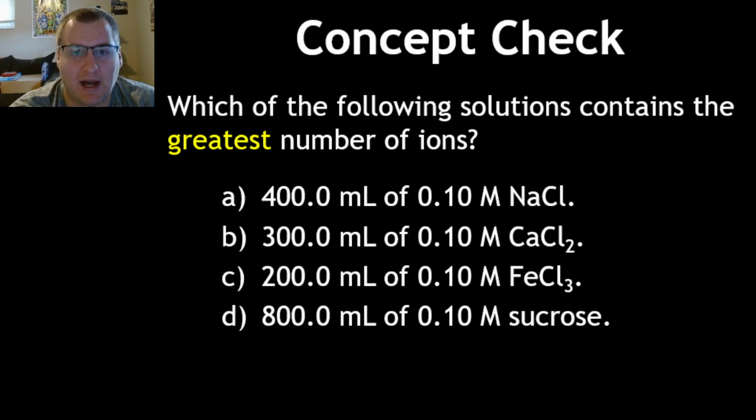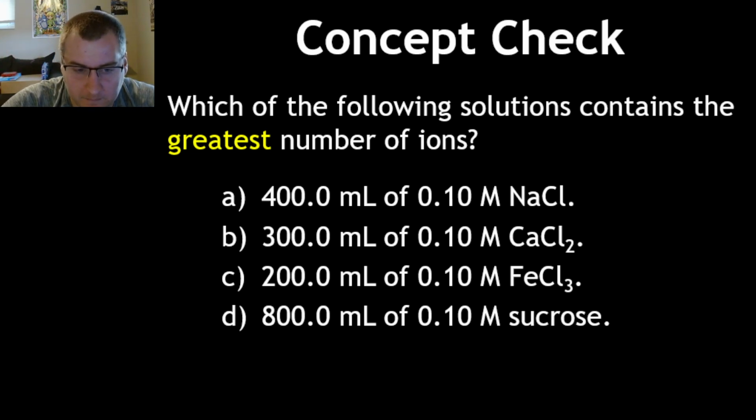NaCl will make 2 ions. It'll make 1 Na, 1 Cl. CaCl2 will make 3 ions. It'll make 1 calcium, 2 chlorines. And then FeCl3 will make 4 total ions, 1 positive charge, and then 3 chlorines. So we're going to keep that in mind. I'm going to calculate how many moles are in A, B, and C. And then the first one we're going to multiply by 2, because you have 1 Na and 1 Cl. And then multiply answer choice B by 3, because that's going to make 3 ions. I'm going to multiply answer choice C by 4, because you're going to have 4 ions.